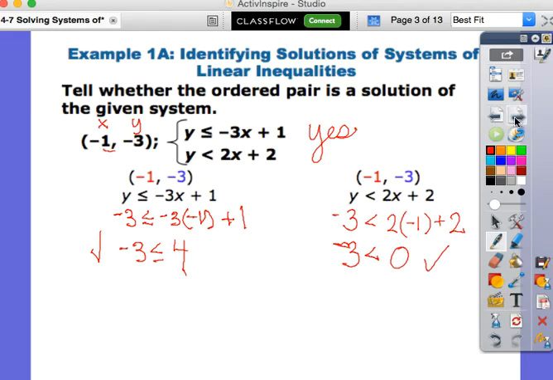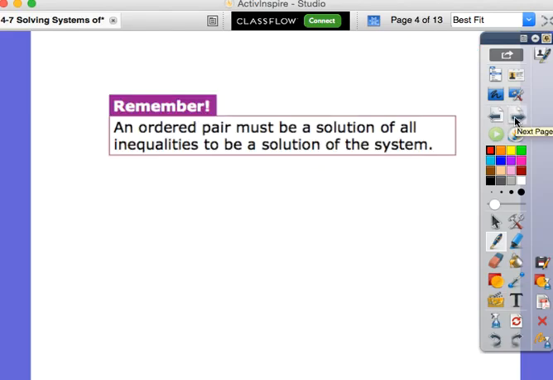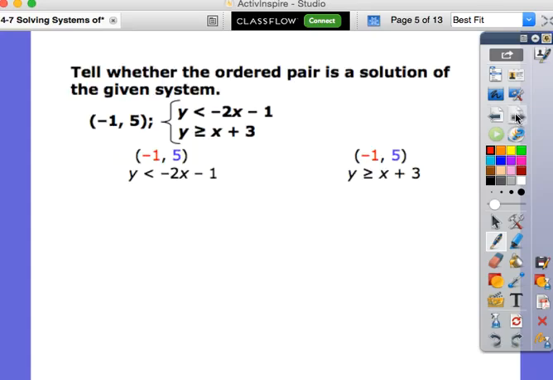So we're going to do a couple of these. First of all, it says, remember, an ordered pair must be a solution of all inequalities to be a solution for the system. That's what I just said, right? It has to work for both. In this case, both, because there's only going to be two inequalities for it to be a solution to the system. All right, so let's try this one.